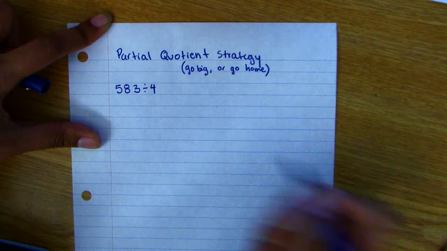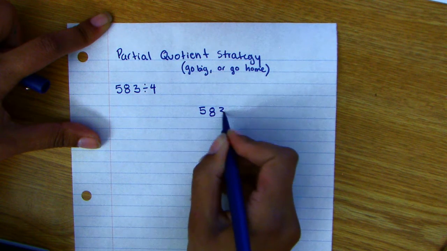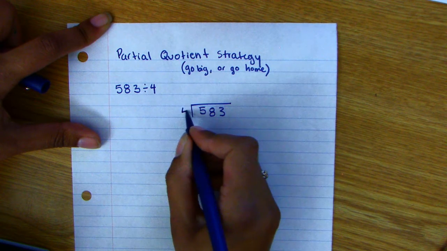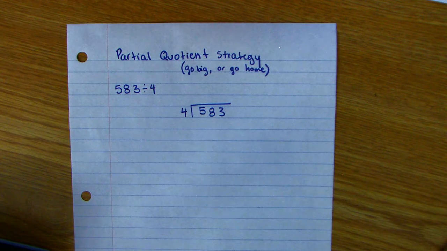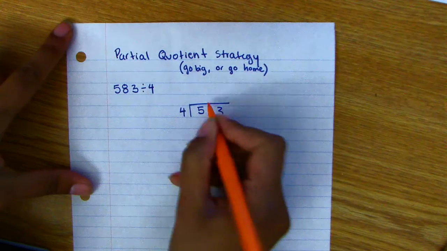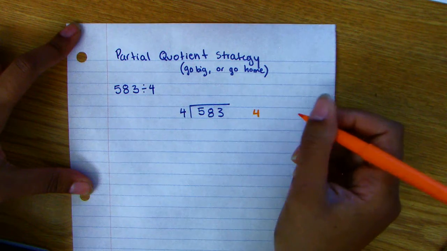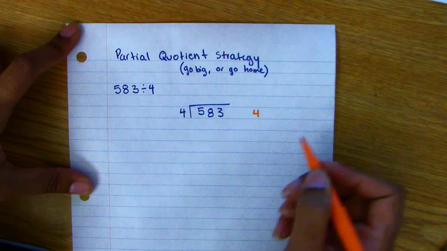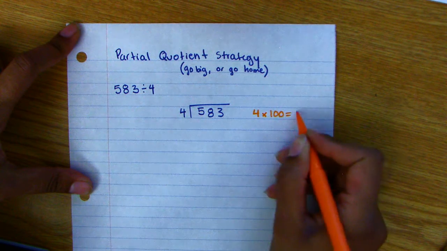This one's bigger. It's 583 divided by 4. I'm going to be rewriting that so I can have it in the proper setup to start my division with partial quotients. First I'm looking at that 4 and that 500. I'm not going to multiply by 10 this time. I'm going to be multiplying by 100, so I can get a little bit closer to 500.